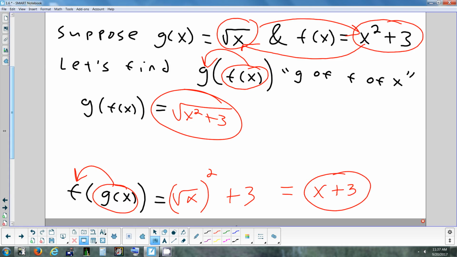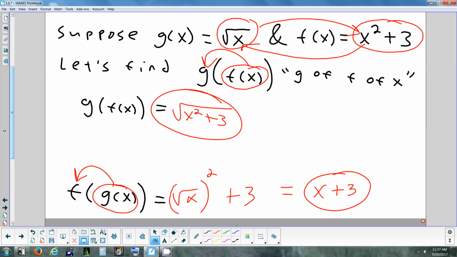Now, when we describe the domain of a composite function, you can't forget that it came from a square root. That's important. Even though it canceled out in the final answer, it was still part of the original problem. So we have to take that square root into account when we find the domain. And that's what I'm going to show you how to do next.